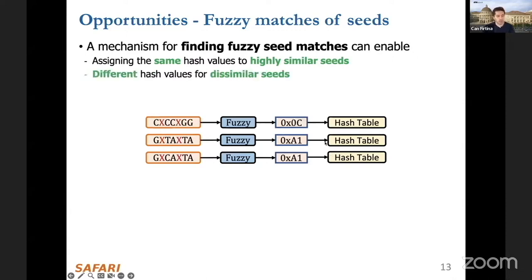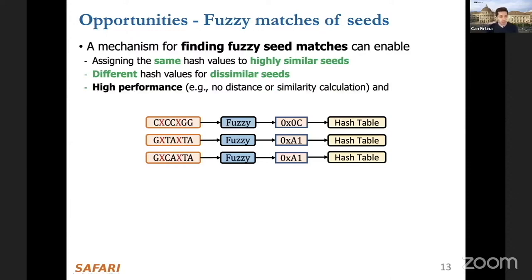And the other goal is, of course, that we still want to assign different hash values to dissimilar seeds, because we want to make sure that we're not finding seed matches where the seeds are not really similar to each other, right?